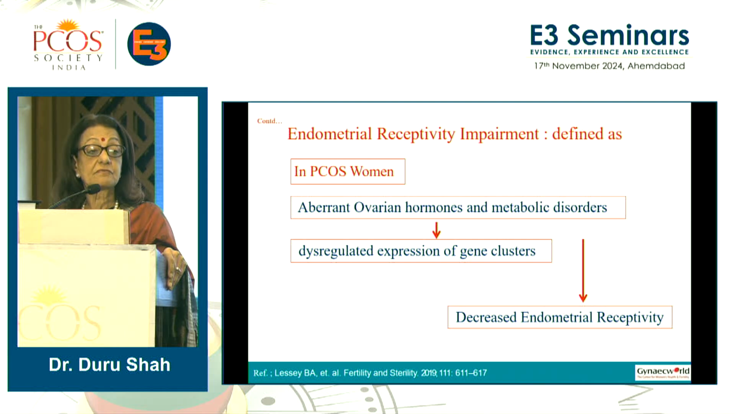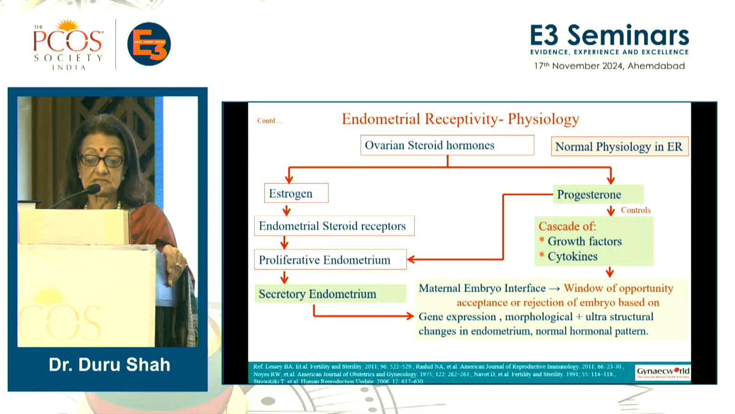In PCOS women, what really happens is that there are imbalanced ovarian hormones, and there are also metabolic disorders which cause the dysregulated expression of gene clusters in the endometrium. So these abnormal hormones affect the genetic and molecular structure at the endometrial level, causing decreased endometrial receptivity.